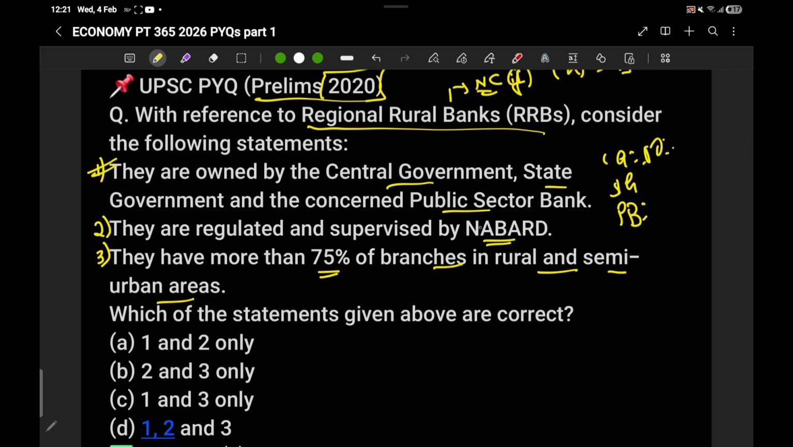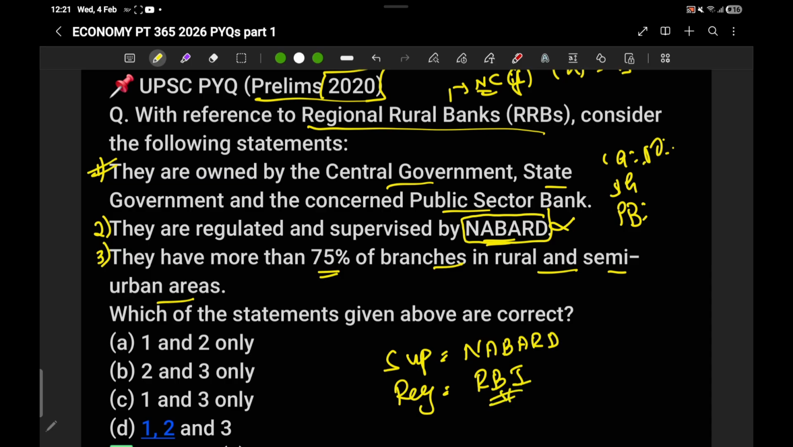They are regulated and supervised by NABARD. This statement is wrong. They are supervised by NABARD, but we have learned it, they are regulated by RBI at the end of the day. So the second statement is wrong. If you remove the second statement, we are ending with 1 and 3. They have more than 75% of the branch in rural and semi-urban areas. Now, according to the current affairs, that is 95%. Okay, 95% of its branches are already in rural and semi-urban areas. Fine. Let's go to the next question.